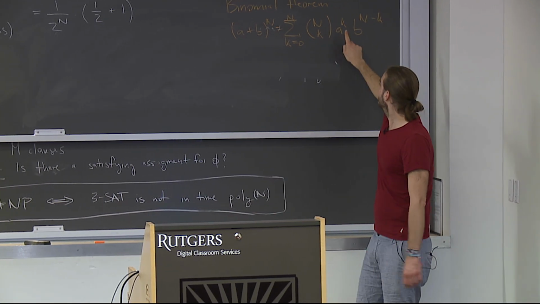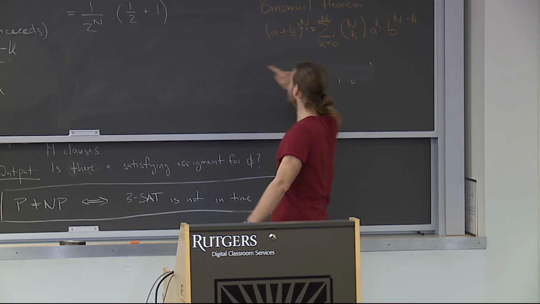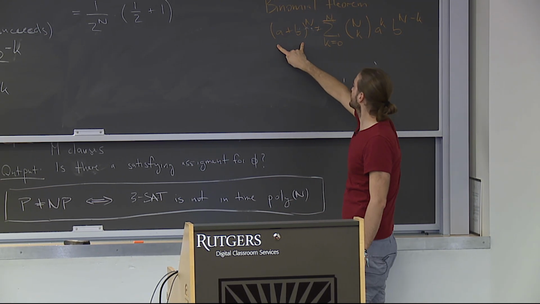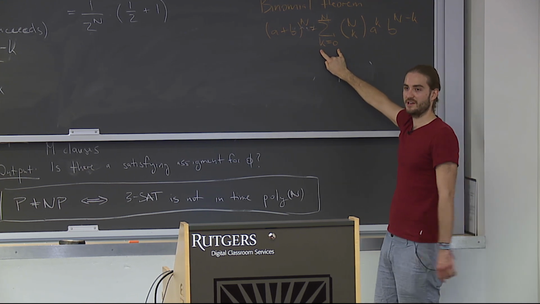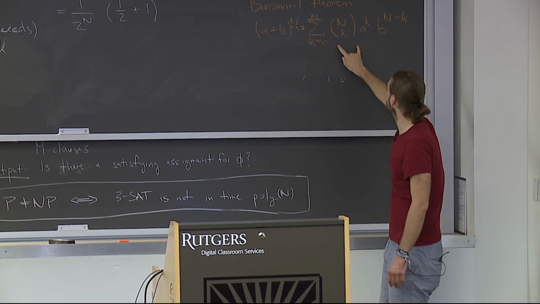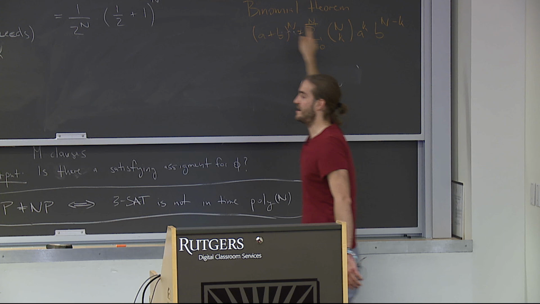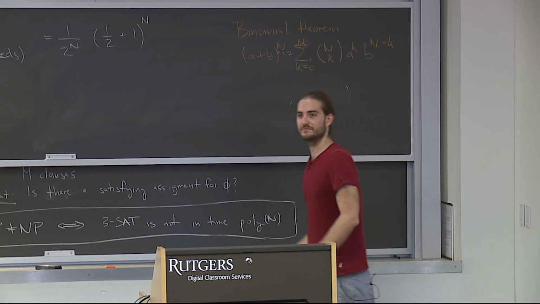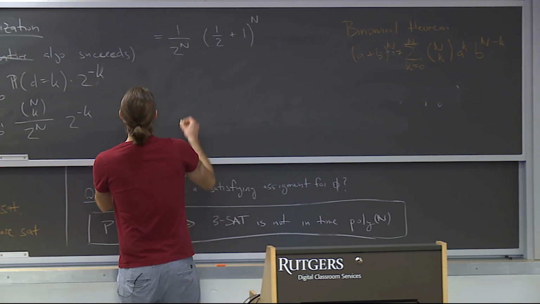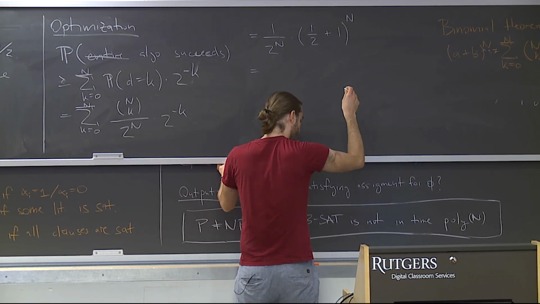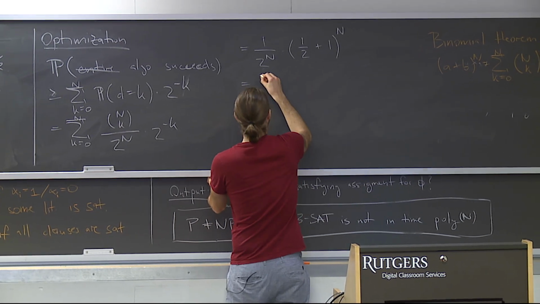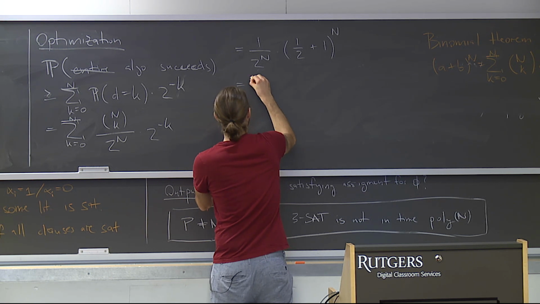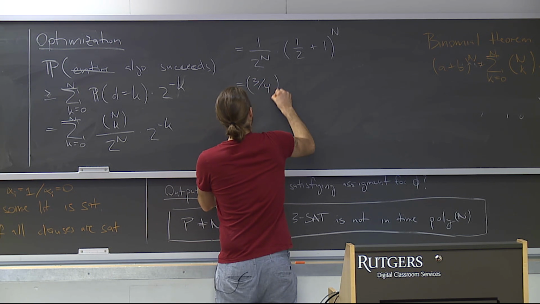You pick a to be half, you pick b to be 1. Then (half plus 1) to the n is just the sum over all k of the binomial coefficient times half to the k times 1 to the something. Good? And this happens to be 3/2 to the n, so this is 3/4 to the n.